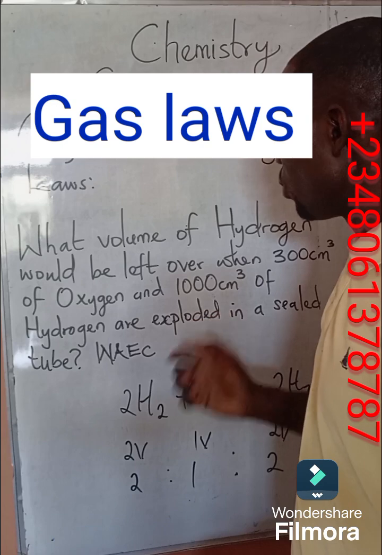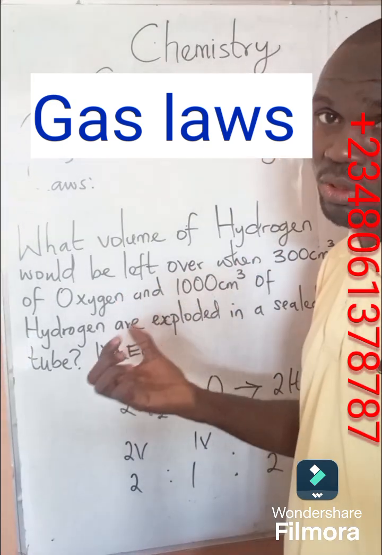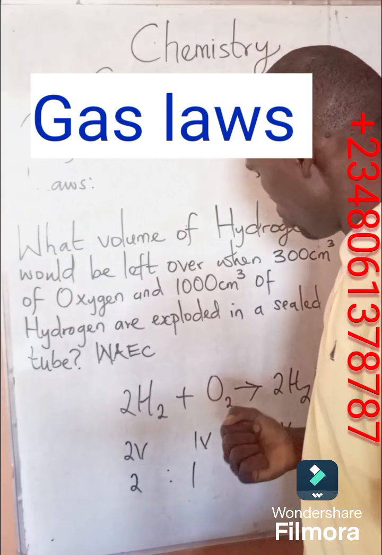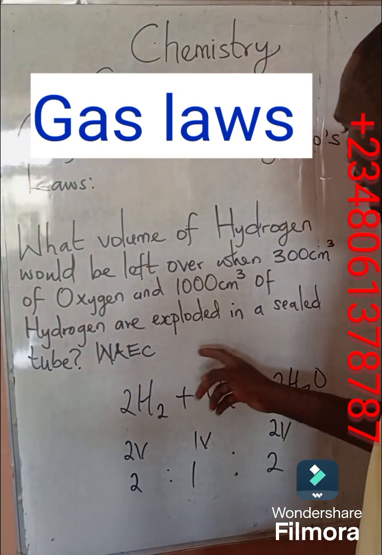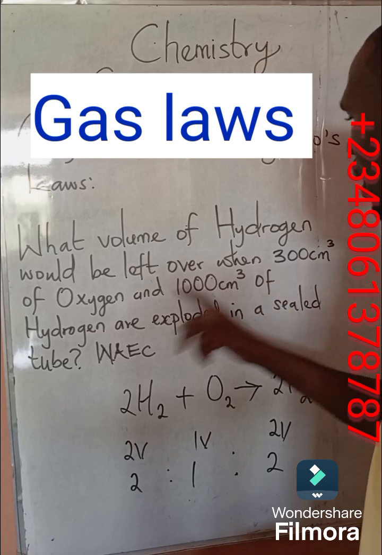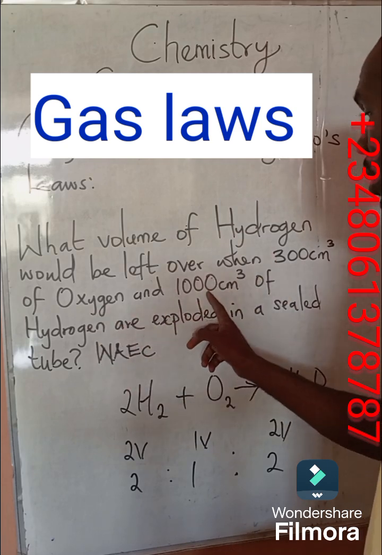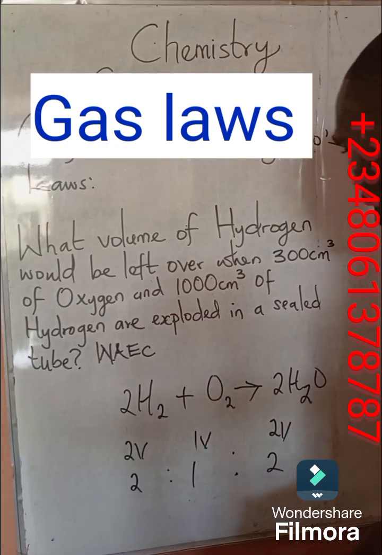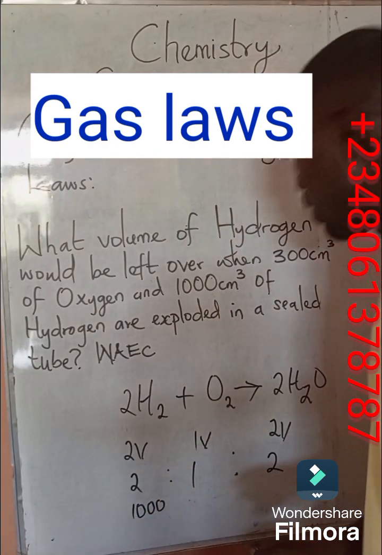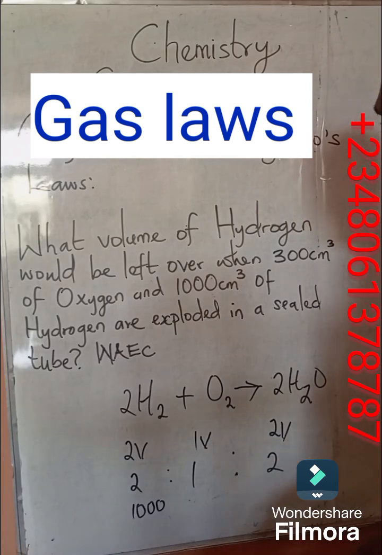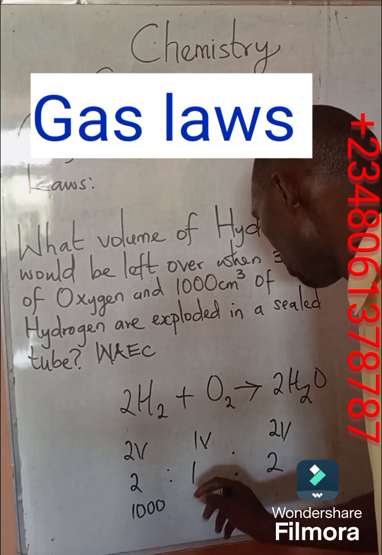Alright, having known that, the next thing we are going to do is use the volumes given to us in the question. Since we've been told that it is 1000 cm cube of hydrogen, that means hydrogen is 1000. And we were told that 300 cm cube of oxygen, so that means here will be 300.